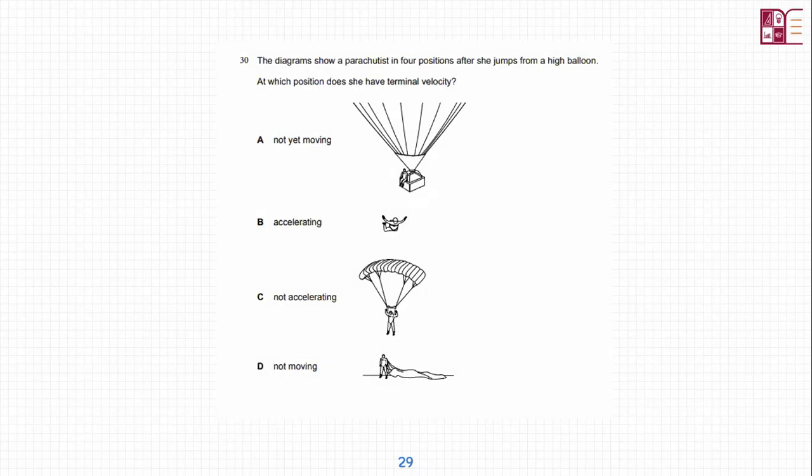Moving on to the next, the diagram shows a parachutist in 4 positions after she jumps from a high balloon. At which position does she have terminal velocity? The terminal velocity is when the air resistance is maxed out, it is equal to the weight of the body falling, and so the acceleration is also 0 as the uniform velocity is achieved, also called the terminal velocity. So C is the answer because there is no acceleration on the body since it has achieved terminal velocity.